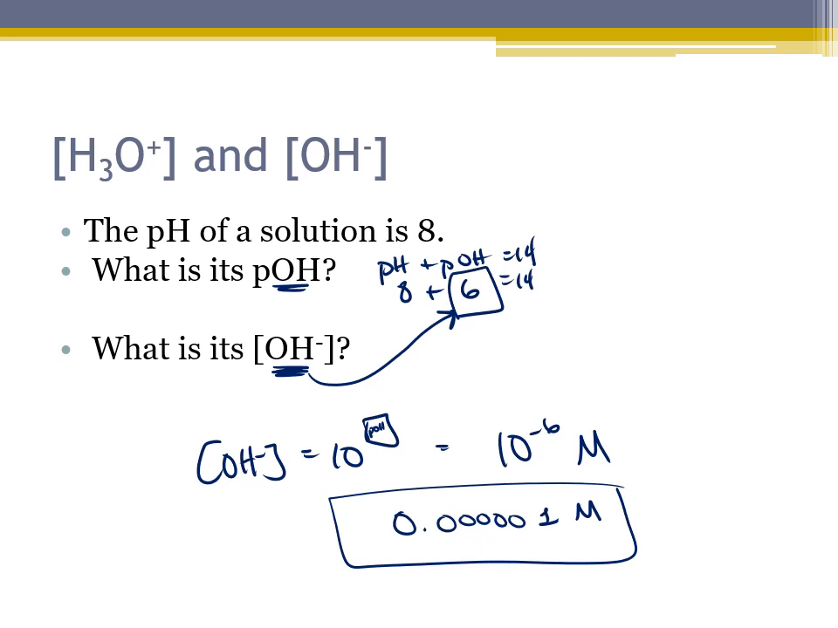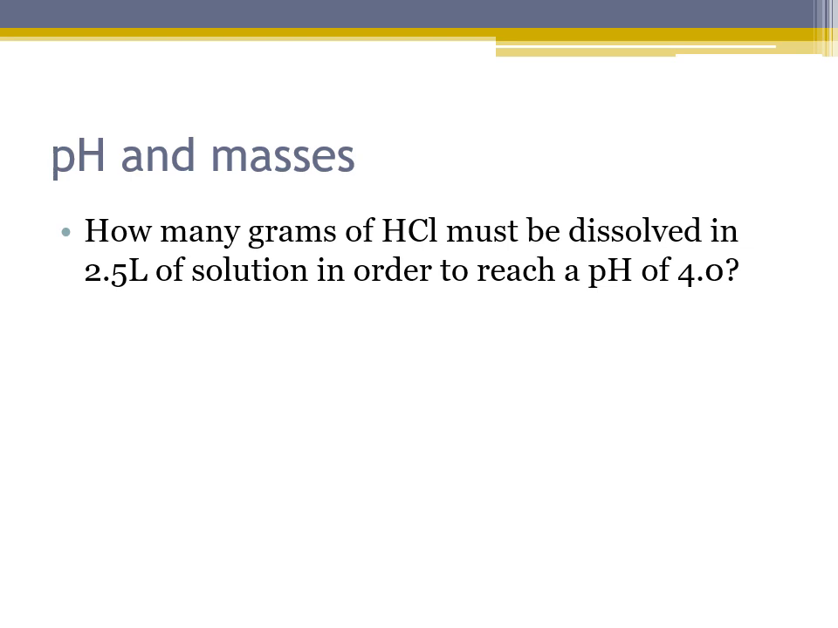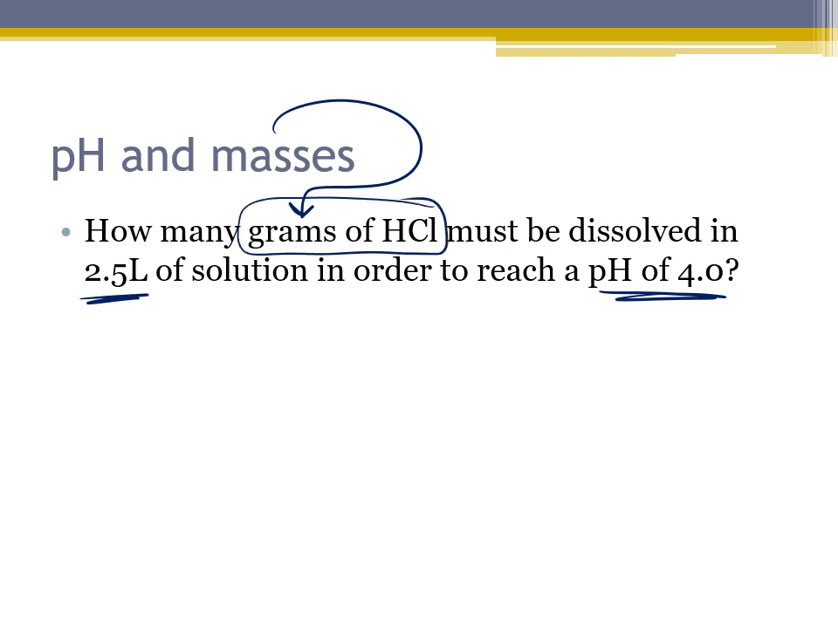Good. All right, we're going to take it one step further and not just look at molarity, but we're going to go all the way to grams. So let's say that I have 2.5 liters of acid that has a pH of 4, and I want to figure out how many grams of hydrogen chloride did I have to put into that solution to get that pH. So lots of steps.